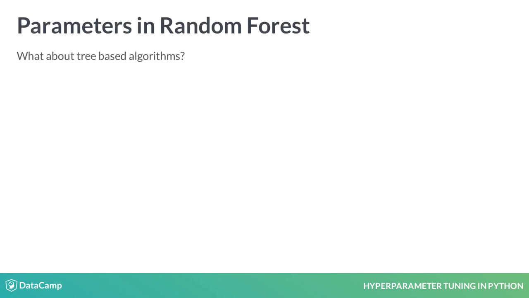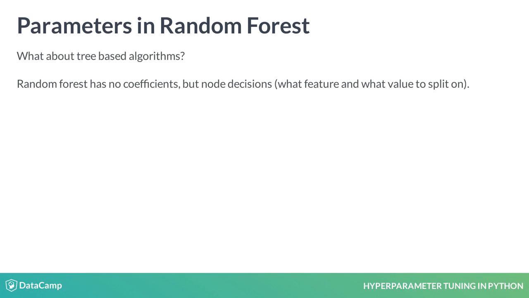So what are the parameters in a tree-based model that do not have linear coefficients? The parameters of this model are in the nodes of the trees used to build the model, such as what feature was split on and at what value.